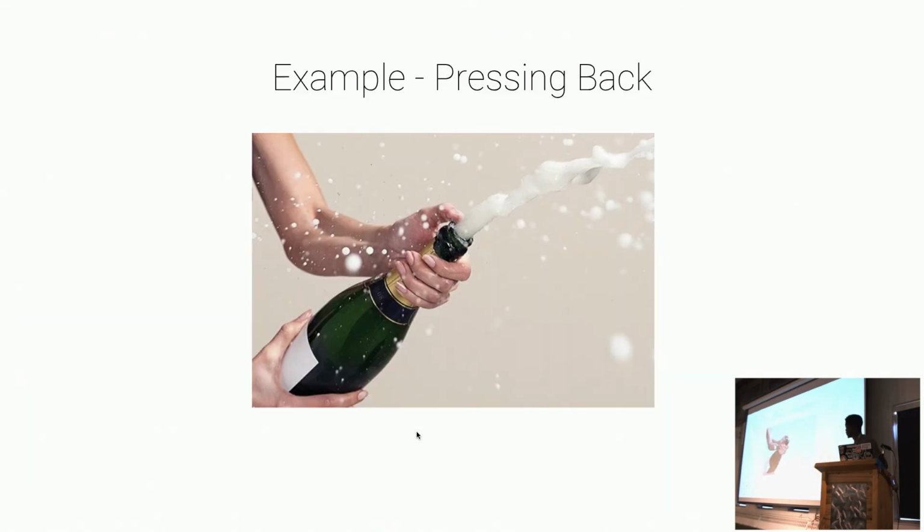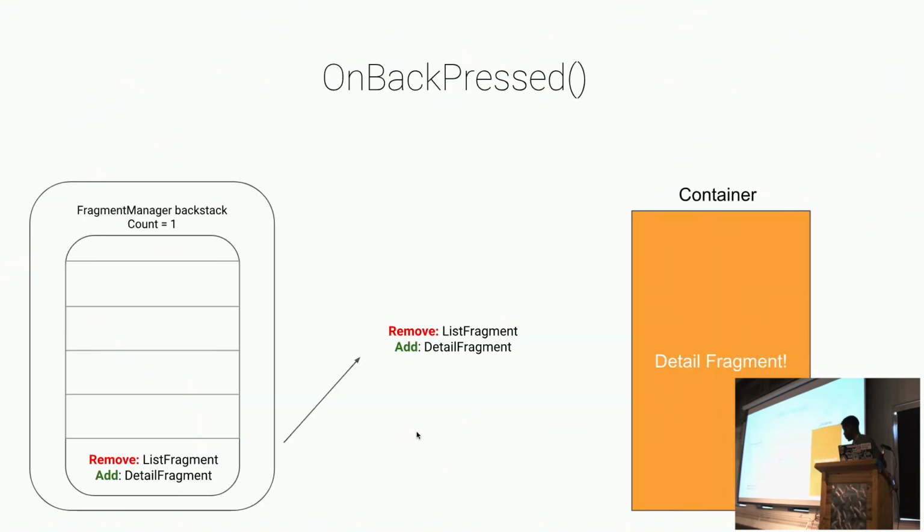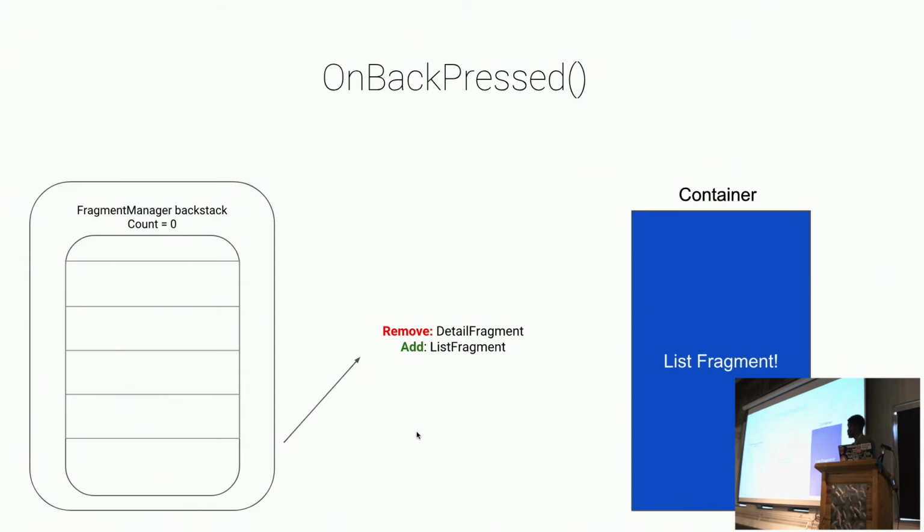So what happens when the user pops the backstack and presses back? The first thing the fragment manager will do is look at the stack and see what's at the top of the stack. You will notice here that we have, like we said, removed the list fragment and we added a detail fragment. And it's going to reverse these functions. We're now going to remove the detail fragment and add the list fragment. And bang, done. Our backstack is back to 0, and we're back to where we started off.